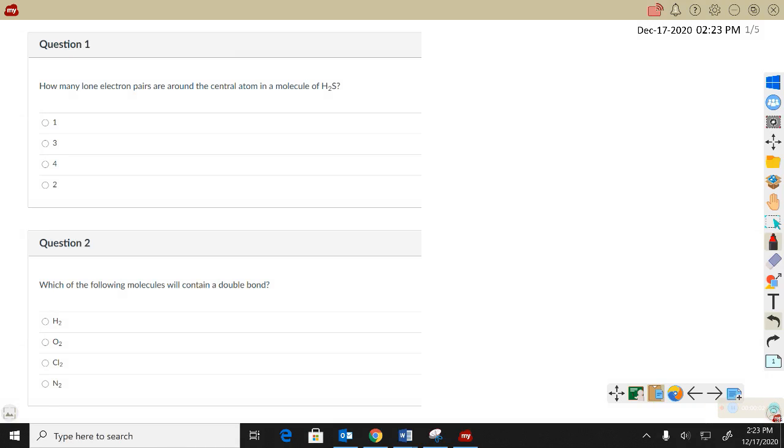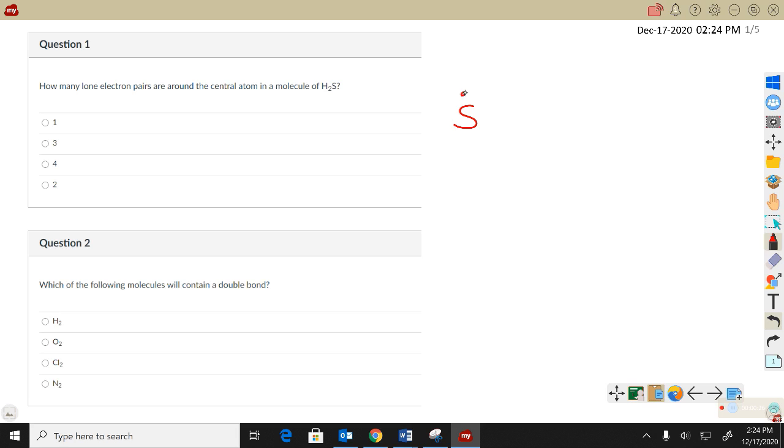Here's the answer key for the quiz on electron dot structures. Question 1 said, how many lone electron pairs are around the central atom in a molecule of H2S? So we've got to draw it. I think you'll find that for a lot of the structures eventually on the summative, the question might seem really simple, but you're going to need some scratch paper so you can draw the structure.